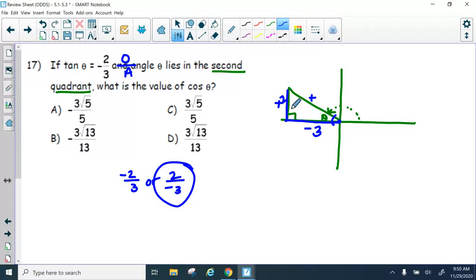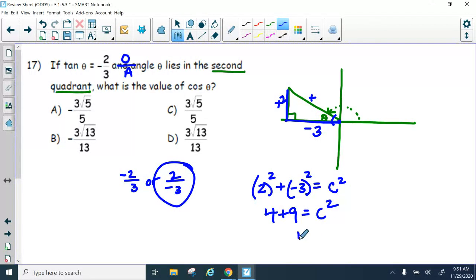Okay, so 2 and 3 as your legs is not a Pythagorean triple, so let's put those into the Pythagorean theorem to find our hypotenuse. So even though 3 is negative, you're going to square it, right? Which is why your hypotenuse is always positive. And we get a hypotenuse of rad 13.